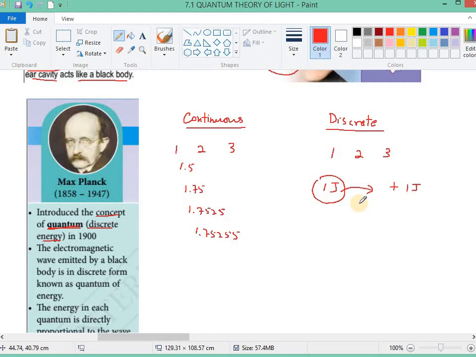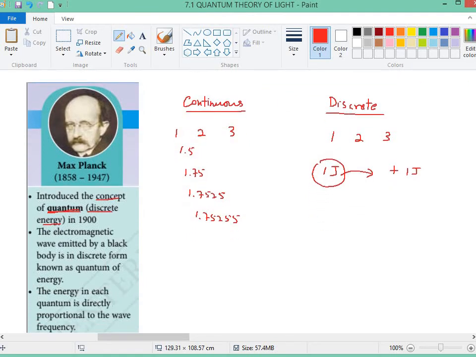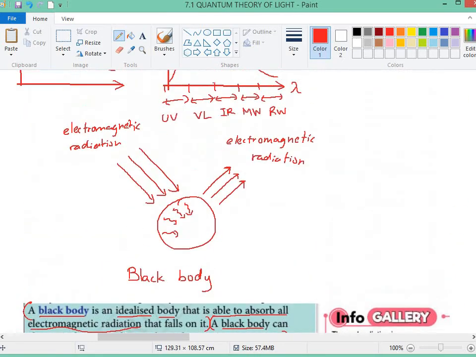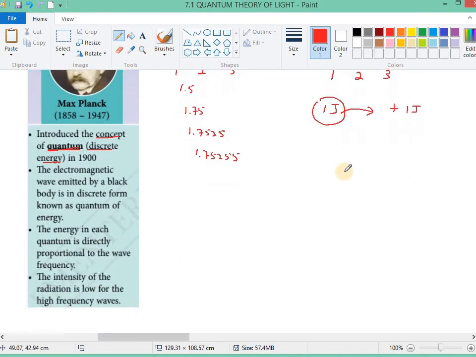So that is his idea. Actually, at the beginning he was also not sure. Max Planck was also not sure about his idea. But from what he saw, the only way to explain the shape of the graph, like a bell shape, is because the energy is discrete. There are two main points in Max Planck's idea.